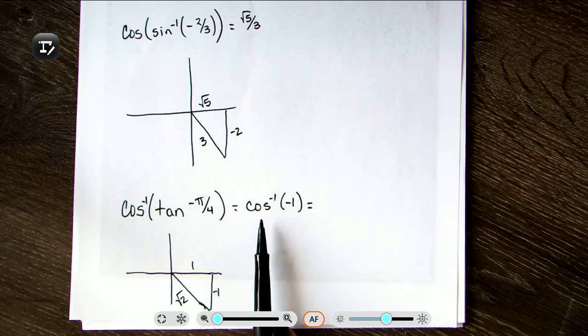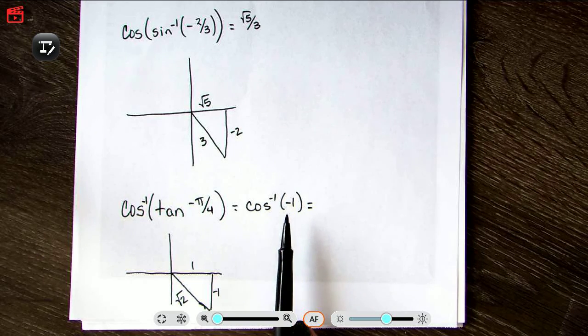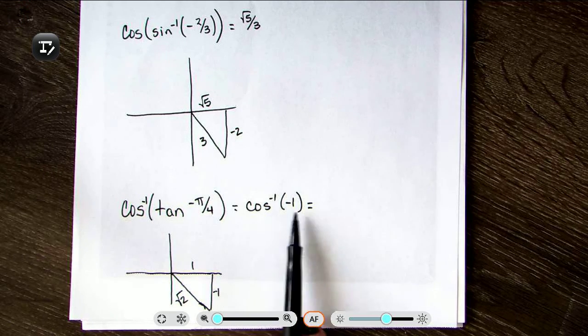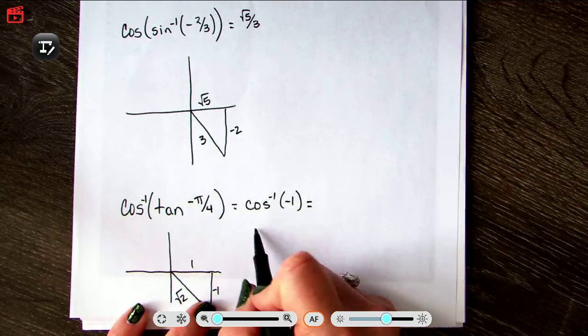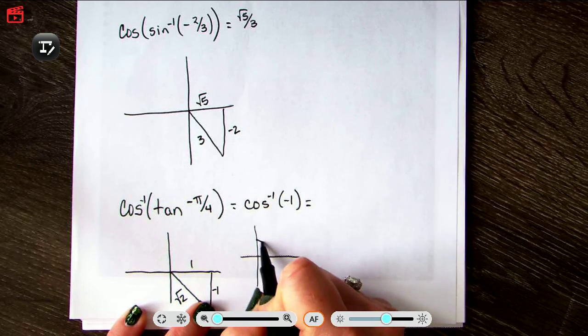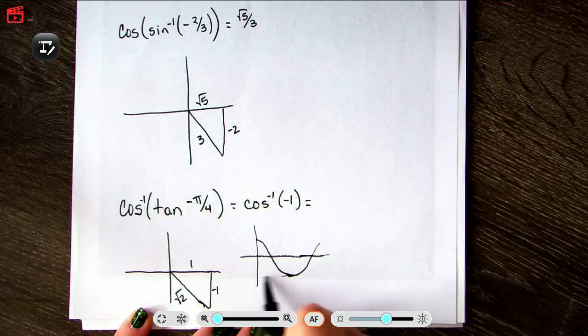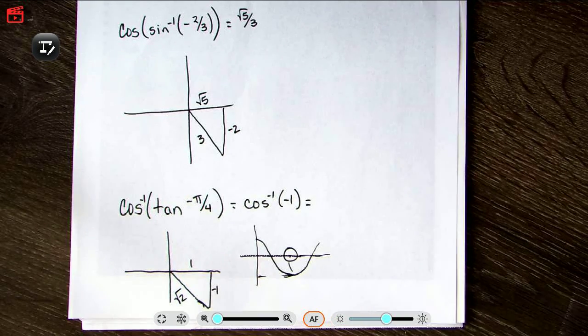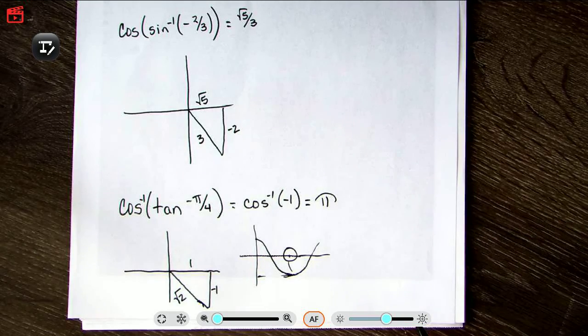Okay, so now I want to calculate the inverse cosine of a negative 1. So where is my cosine curve? This is asking for an angle that gives me a cosine equal to negative 1. And I remember the cosine curve. So where is my cosine negative 1? It's down here, which is this value right there, which is pi.